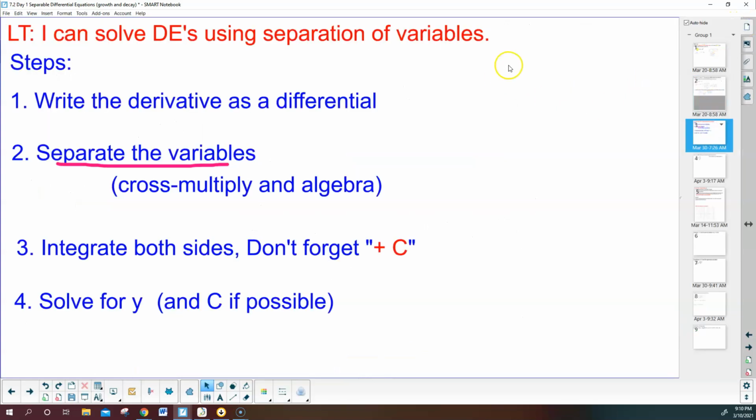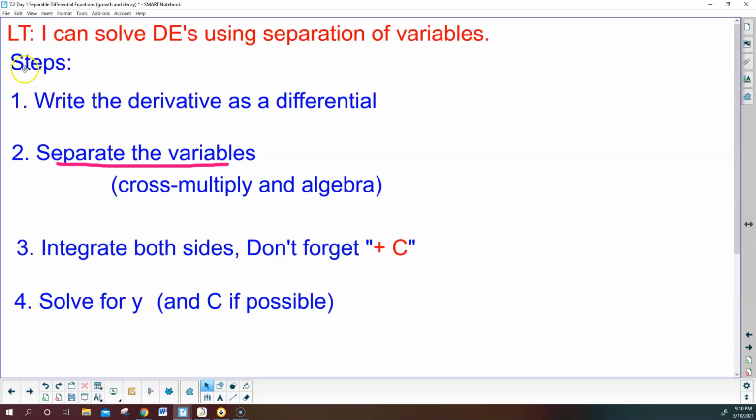Okay. So what did I do in that problem? I would definitely pause the video and write this here. Here are the steps for using what we call separation of variables. Your goal is to get the x's on one side and the y's on the other side. So you need to write the derivative as a differential. Now when we say differential, that's like dy/dx, or maybe it's dr/dt. Whatever you do, it's always going to be your independent variable on the bottom over your dependent variable up top.